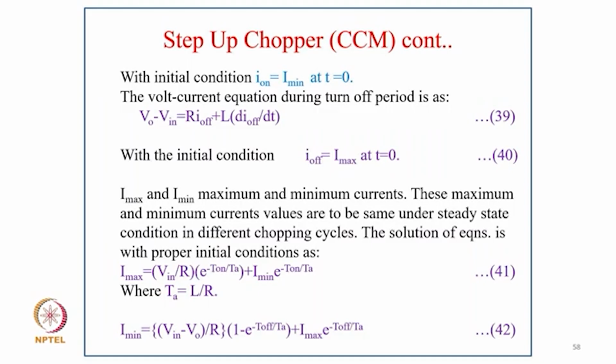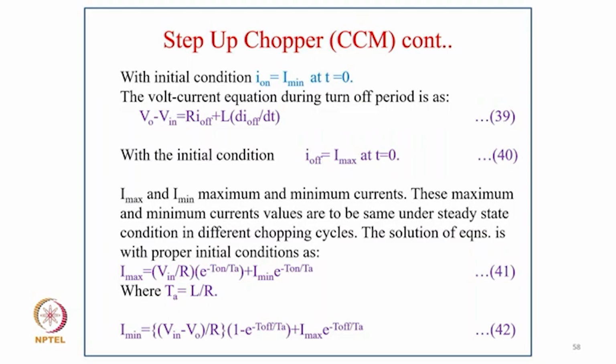With the initial condition I_o = I_max at t = 0, I_max and I_min are the maximum and minimum currents, and these values are the same under steady-state conditions in different chopping cycles. Thus the solution of the equation with the given initial condition is I_max = (V_in/R)(e^(-T_on/Ta)) + I_min e^(-T_on/Ta).